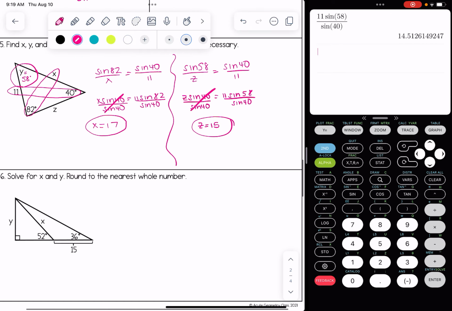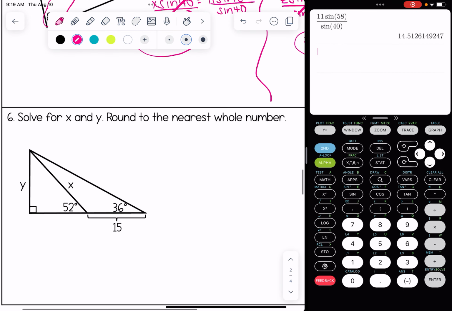All right, one last problem here. This is a problem that does have right triangles in it, but it also has a non-right triangle. So just keep in mind, law of sines does not require it to be a right triangle like SOHCAHTOA does, for instance. So it asks us to solve for x and y, and we're going to round to the nearest whole number.